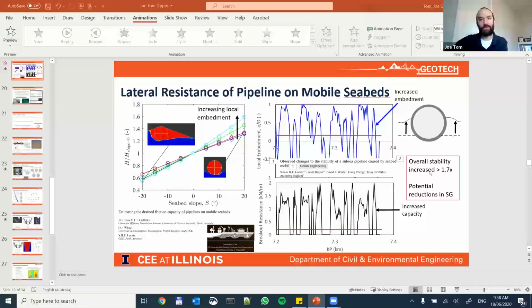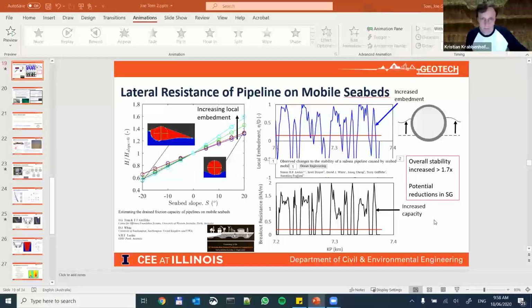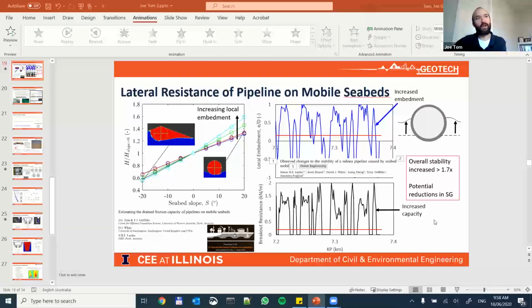In the results, we used rough as a general assumption. Most of these pipelines are coated with concrete, so they're pretty rough in general. So I think a rough assumption is reasonable. You could use a smaller one. We did some work using a smooth interface, but the results presented are for a rough interface.